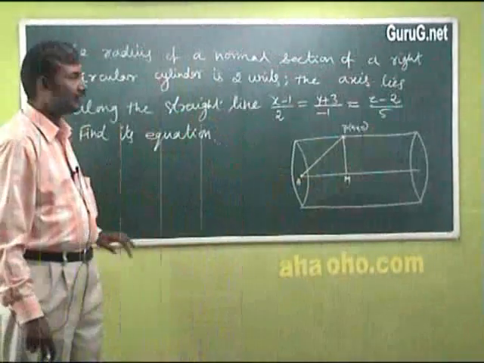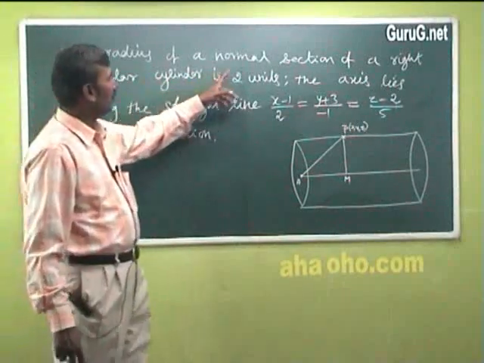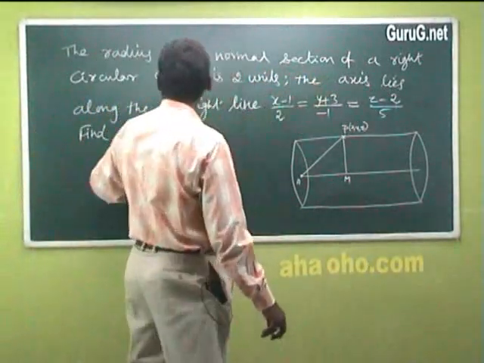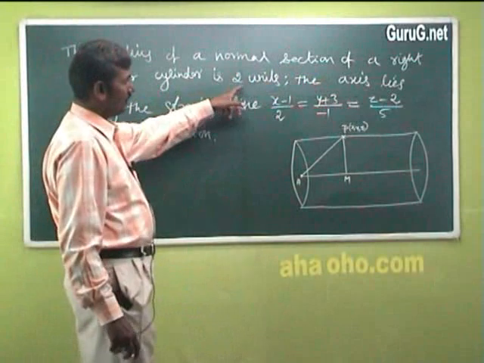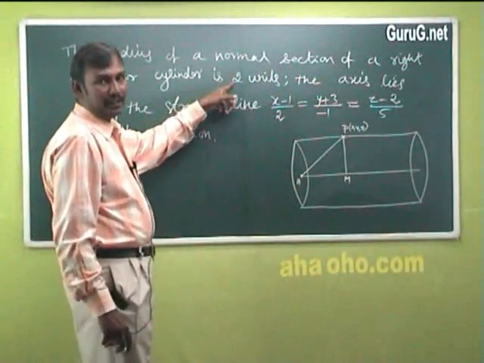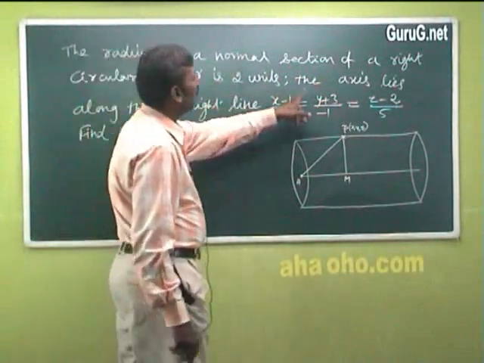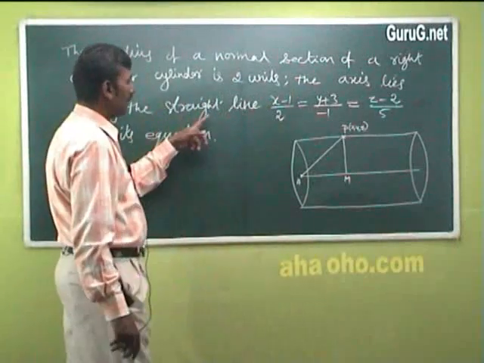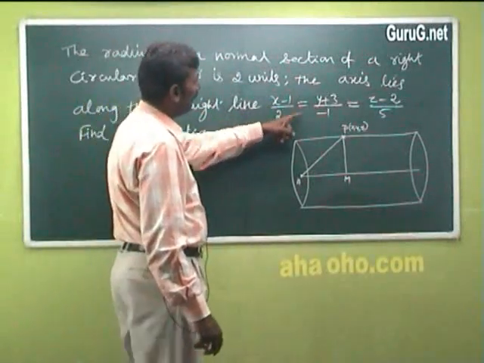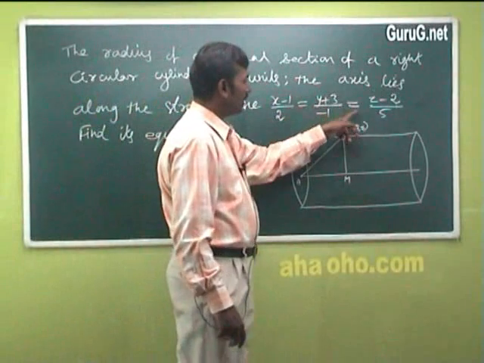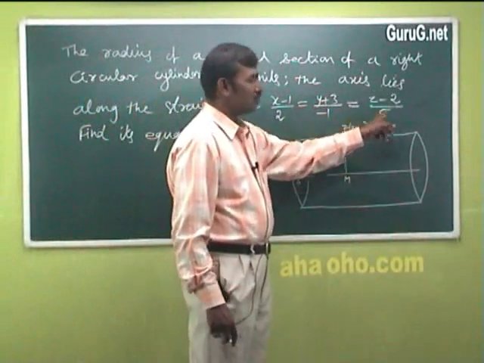Clear? The radius of a normal section of a right circular cylinder is 2 units. That means the radius of the cylinder. The axis lies along the straight line (x minus 1) by 2 equal to (y plus 3) by minus 1 equal to (z minus 2) by 5.